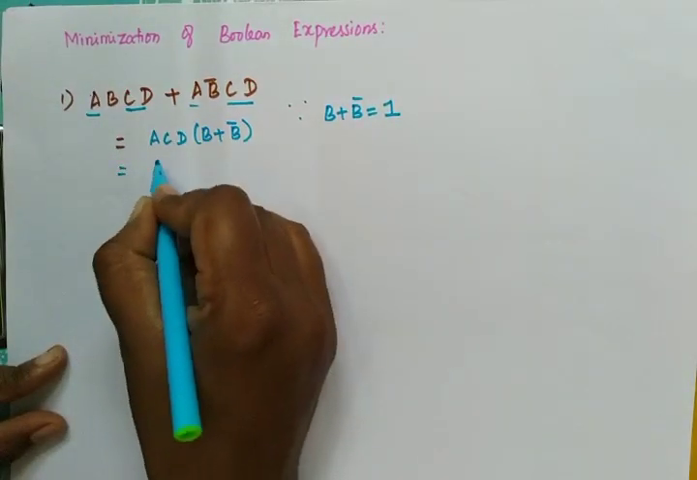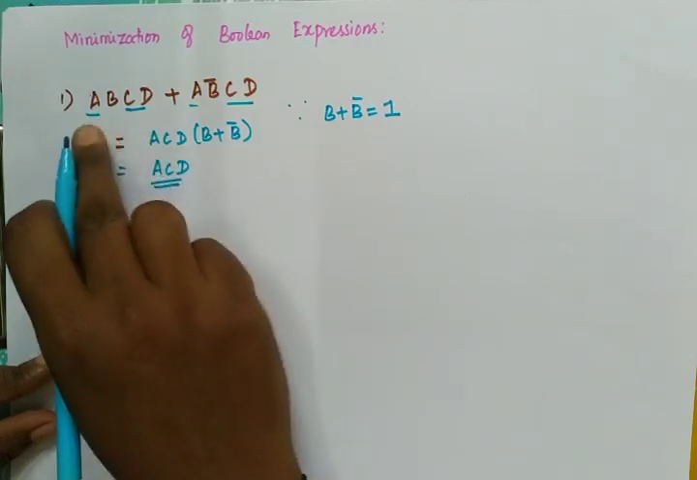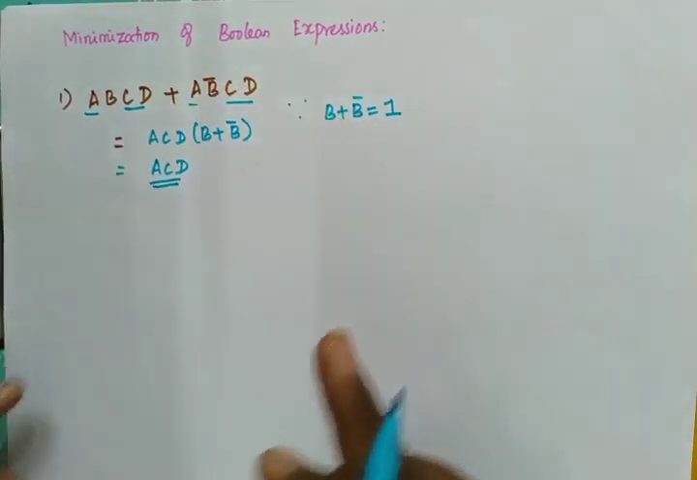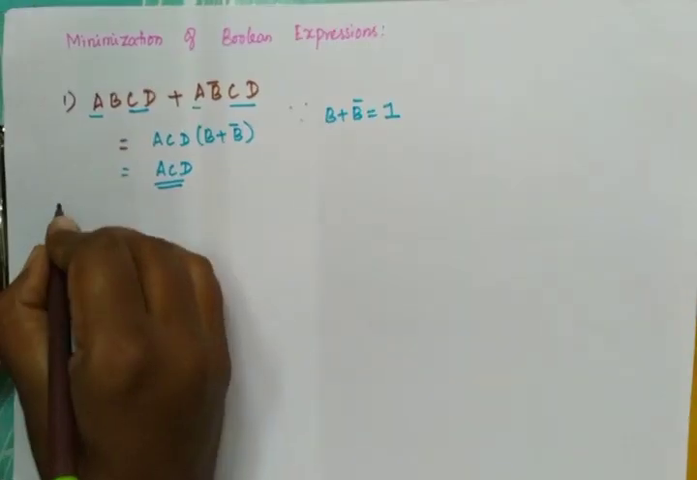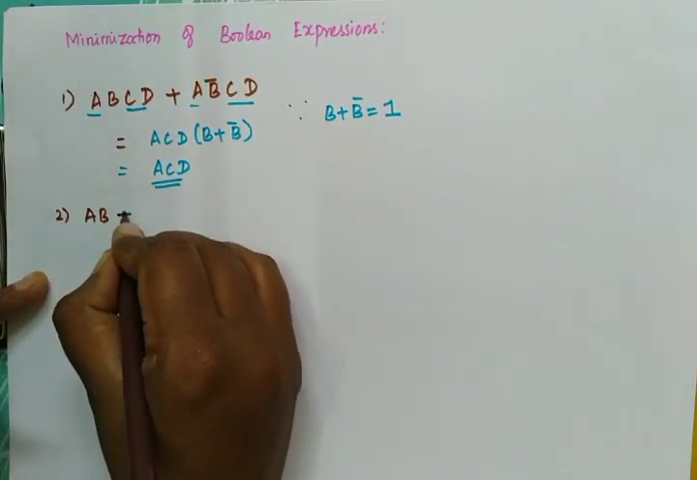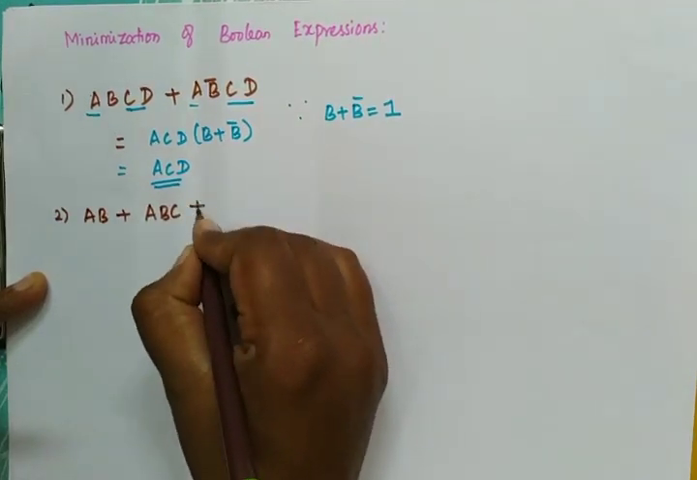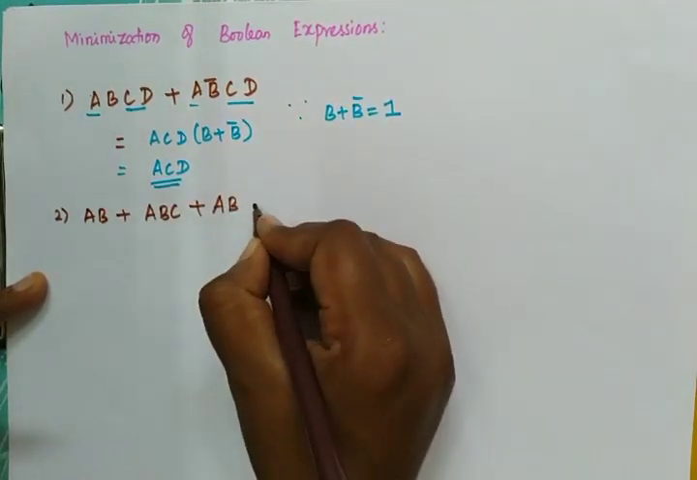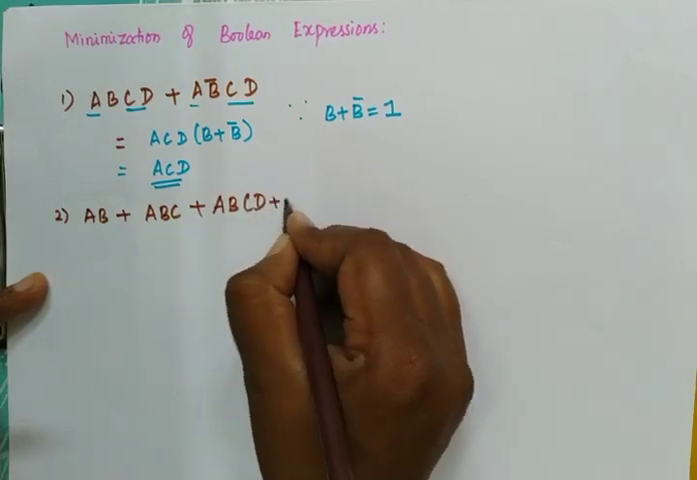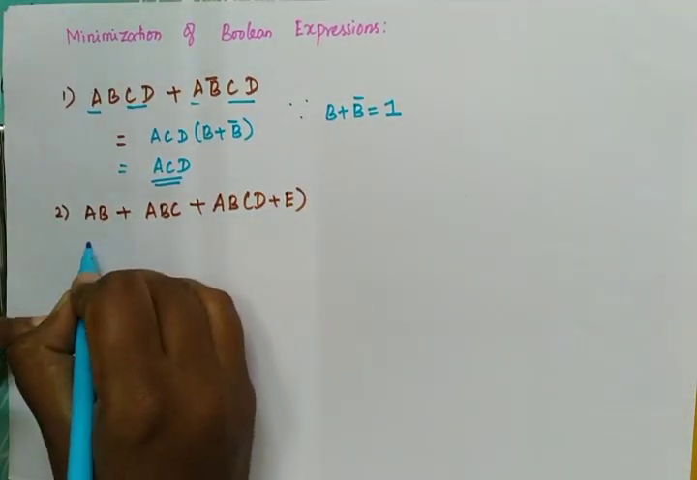Therefore, we can write this as ACD. Now, this is the minimized expression for ABCD plus AB bar CD. Then the next one is, let us take AB plus ABC plus AB into D plus E. Now let us minimize this.